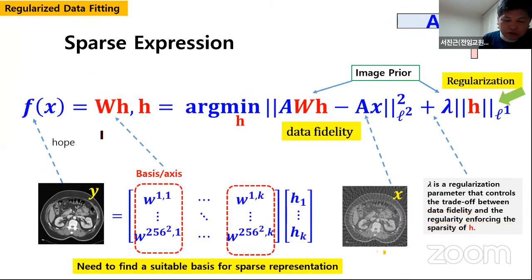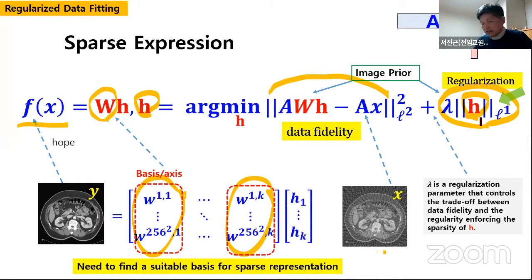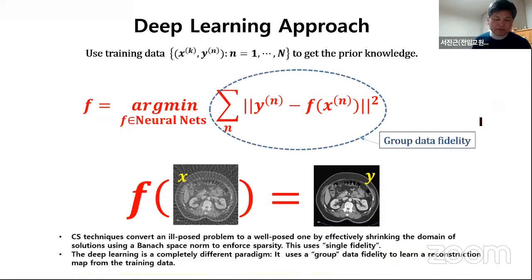And also using the wavelet or framelet, where W is some kind of basis or dictionary, you impose the sparsity on H, and then you reconstruct. This is a sparse expression. Here also is the data fidelity, and here is the image prior using the regularization. This is a sparse expression, and this one has also been very, very successful over the last 20 years.